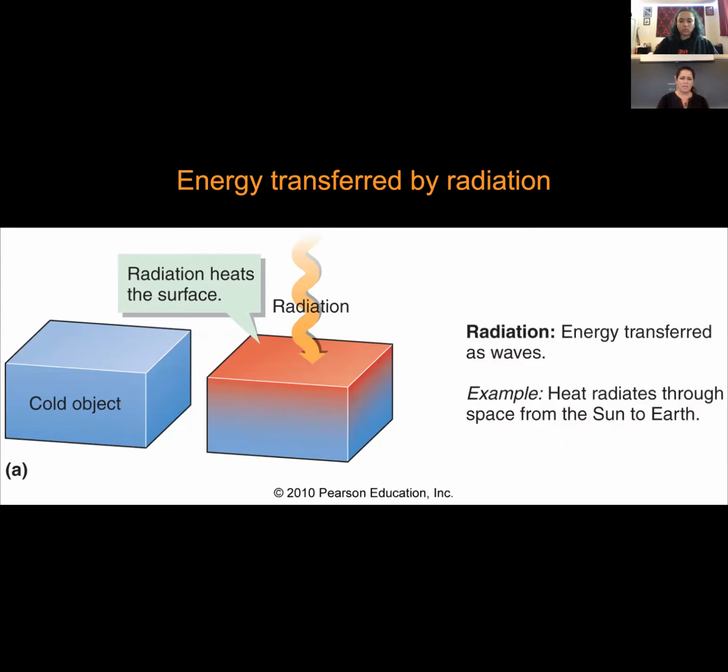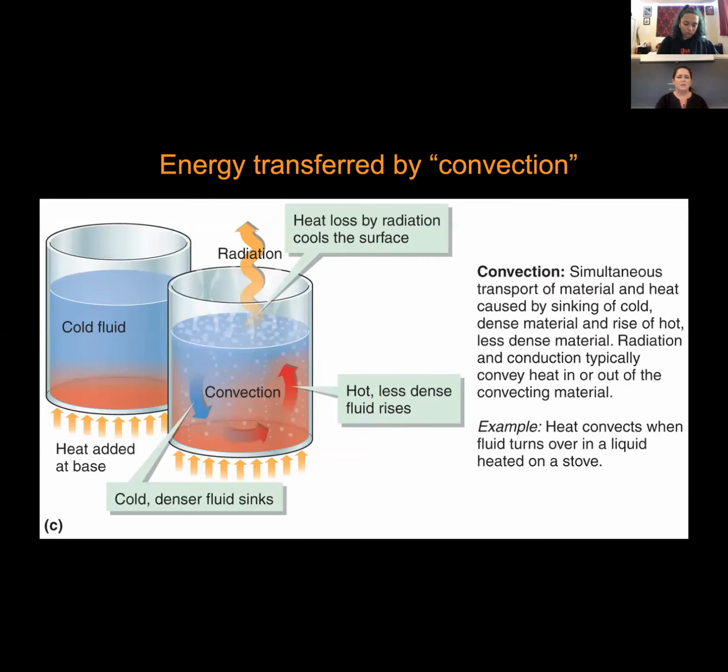Radiation is another way to transmit heat. Energy is transmitted as waves, like solar radiation; infrared radiation is heat. It heats the surface of the earth and the atmosphere. And that's one way that a cold object can become hot. Another way of transferring heat is by convection.